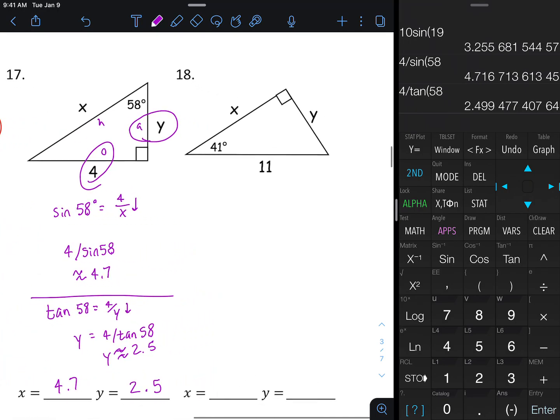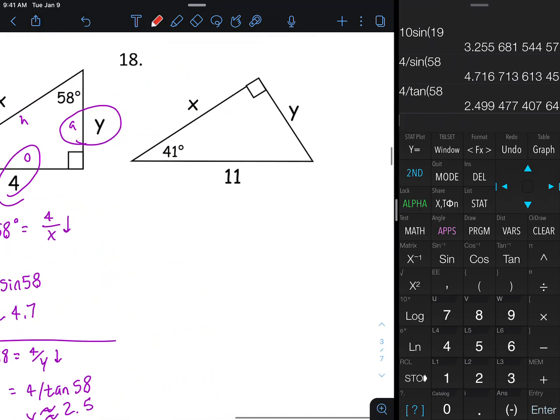All right, awesome. Last one here, number 18 on the straight-up trig problems. The last one, at least. There's O, there's A, there's H. H is always across from the right angle. I know it's on the bottom here. That's just because of the way the triangle is turned.